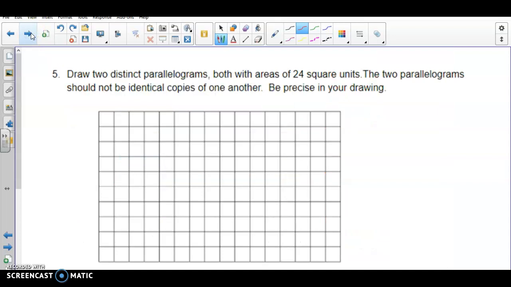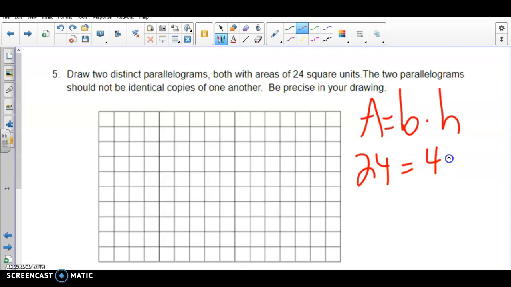Okay, for number 5, we want to draw 2 distinct parallelograms that will both be an area of 24 units. The 2 parallelograms should not be identical copies of one another. Be precise in your drawing. Okay, so as you draw them, you want to think parallelograms. To find that area, it is a base times a height, and we want it to be 24. So we can use any combination to get 24.